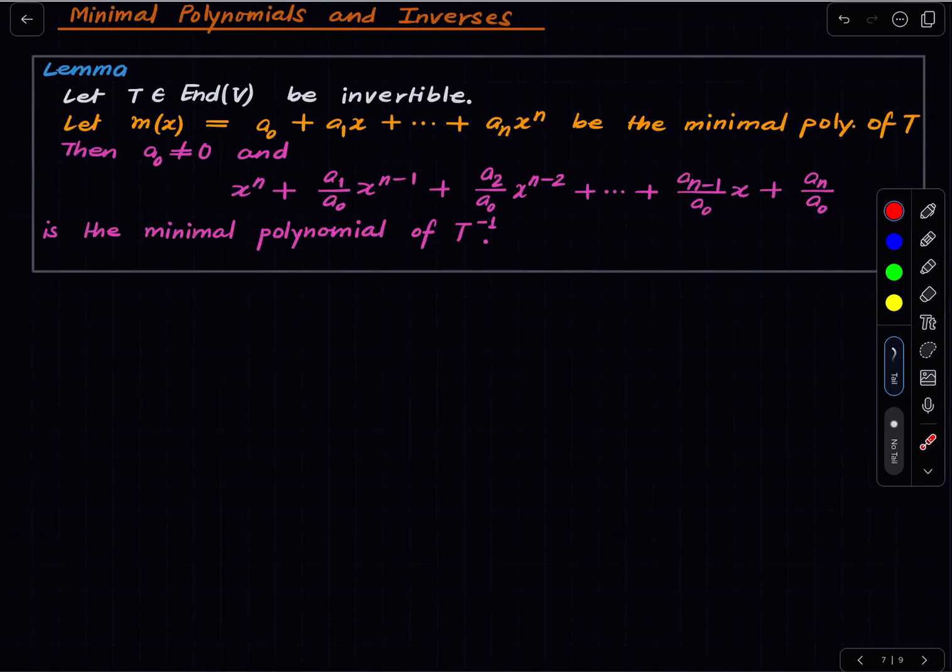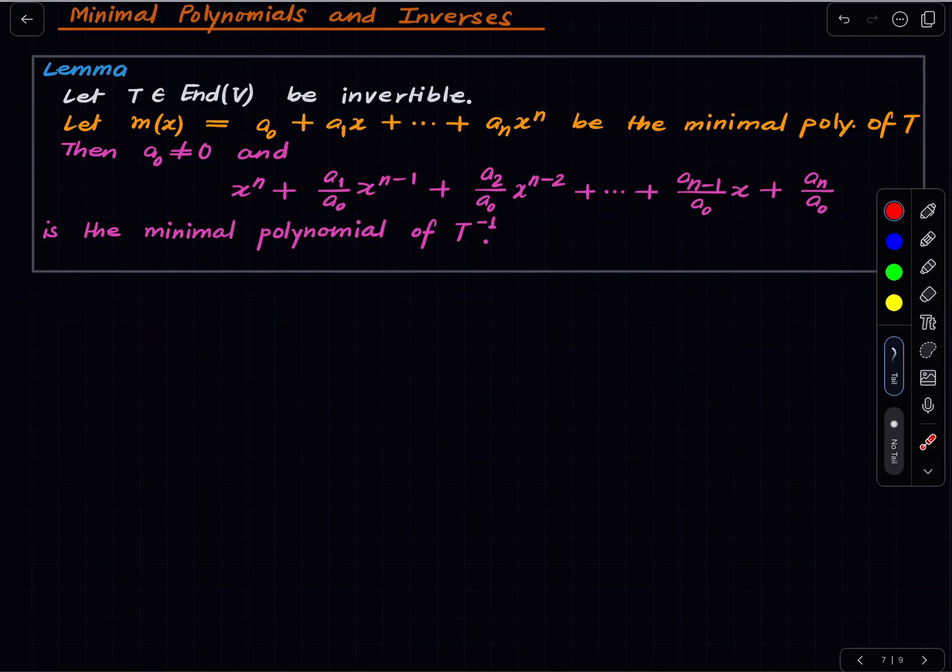This is a simple exercise: if you have an endomorphism which is invertible and whose minimal polynomial is written this way, then a0 is non-zero, and this is the minimal polynomial of the inverse. So this is an exercise. Basically, if we are given the minimal polynomial of an invertible endomorphism, then we can write down the minimal polynomial of the inverse.